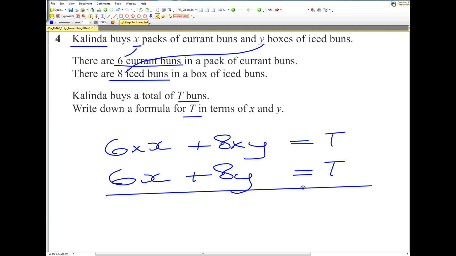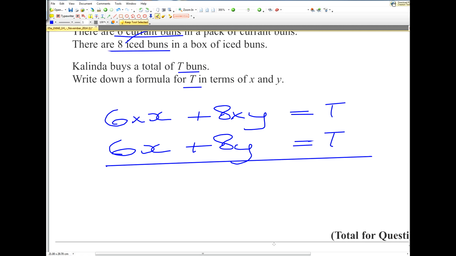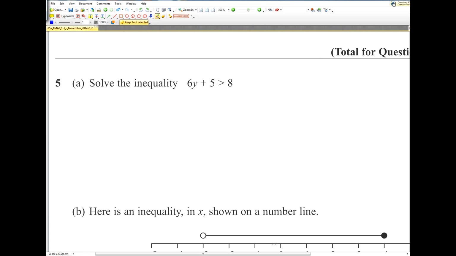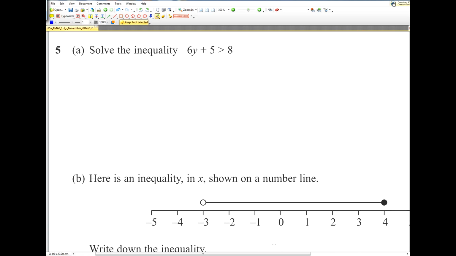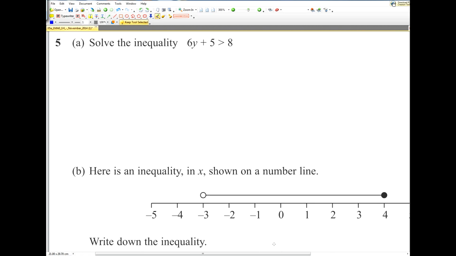So 6x plus 8y. Okay, did you get that right? Okay, lovely. Let's move on. That one's done. Lovely. Right, let's have a look.